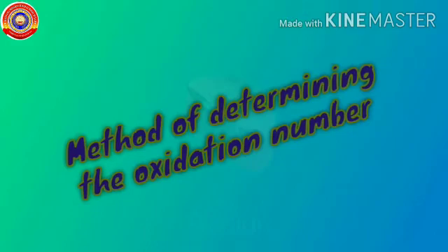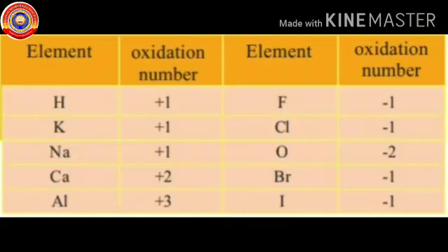Now let's learn the method of determining the oxidation number. See some of the oxidation numbers of elements. Hydrogen, potassium, sodium all have the oxidation number +1. Calcium has an oxidation number +2, aluminium +3. Fluorine, chlorine, bromine, iodine possess -1 oxidation number, and oxygen has -2 oxidation number.